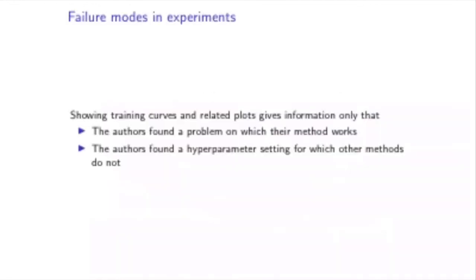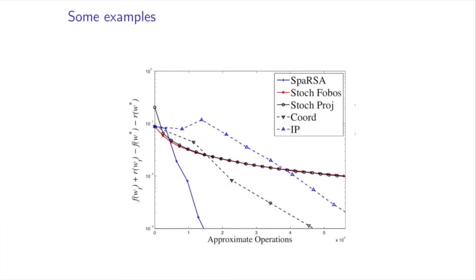Showing training curves and related plots only shows you that the authors of a paper found a problem on which their method works, and found a hyperparameter setting for which other methods fail to work. That's basically what training curves in much of modern machine learning papers show these days. Let me give you a few examples. On this axis is an optimality gap. These are called training curves. You plot operations or iterations on the horizontal axis and optimality gap on the vertical axis, and then show curves where different methods go down or don't go down.